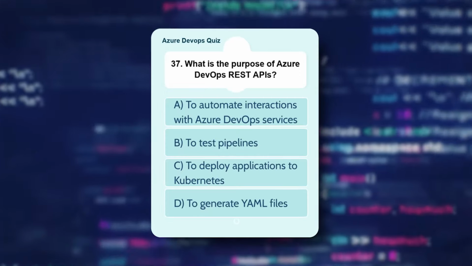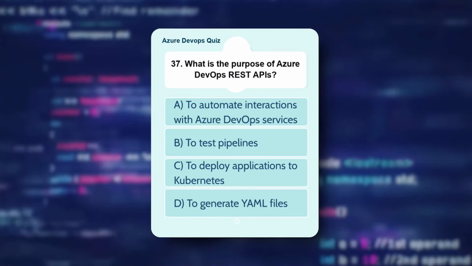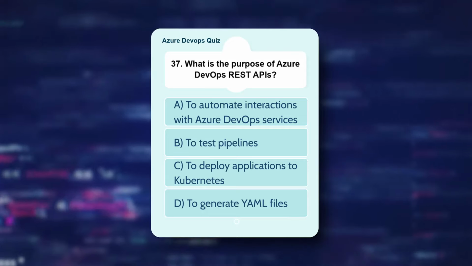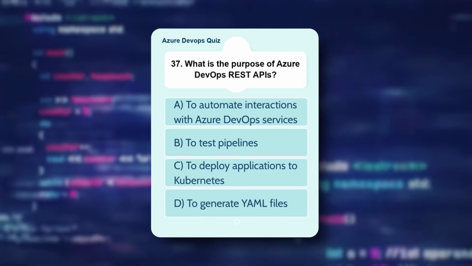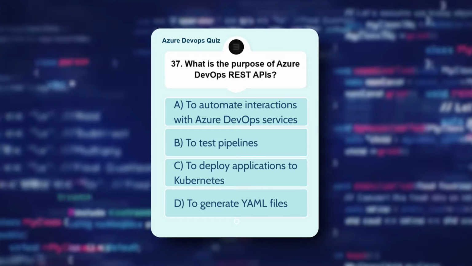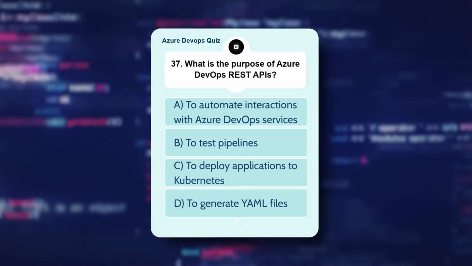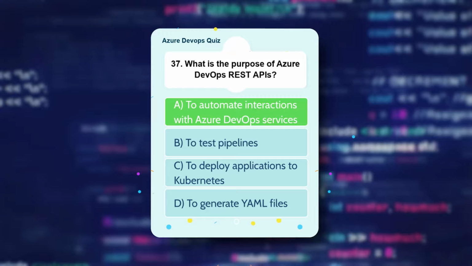37. What is the purpose of Azure DevOps REST APIs? A. To automate interactions with Azure DevOps services. B. To test pipelines. C. To deploy applications to Kubernetes. D. To generate YAML files. Answer: A. To automate interactions with Azure DevOps services.